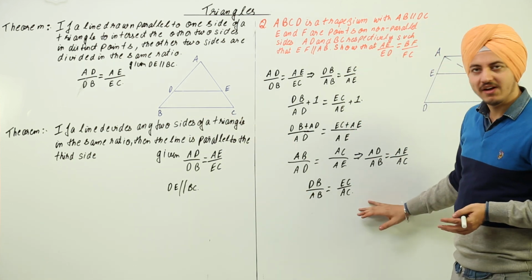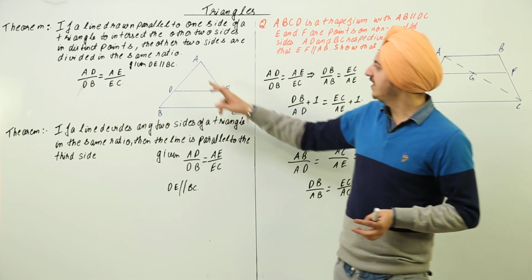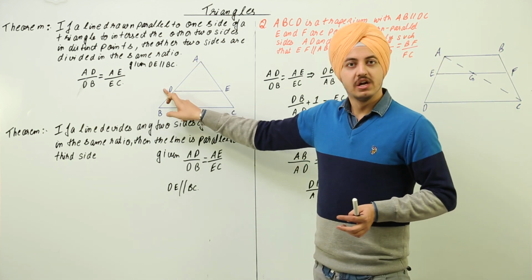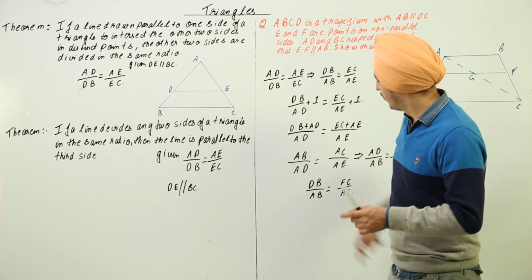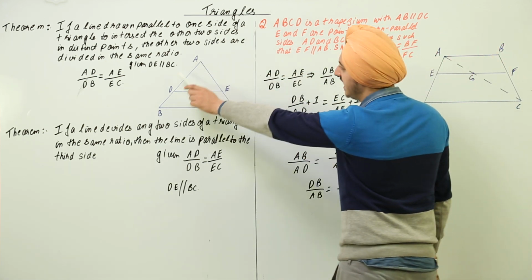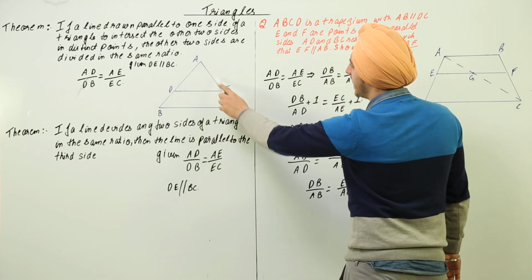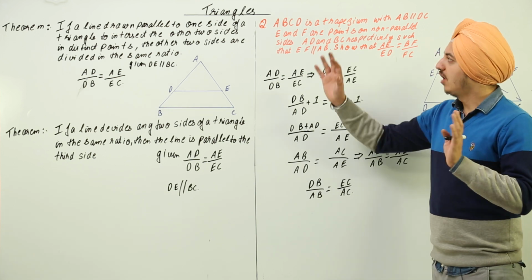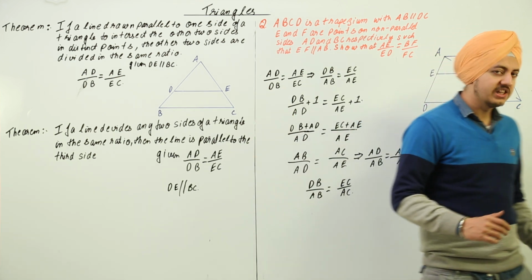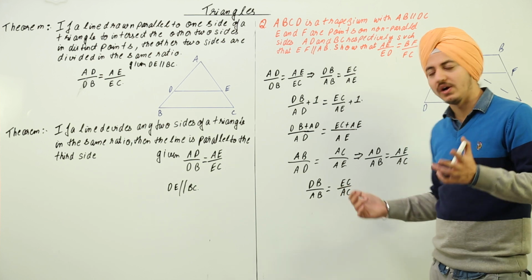Okay, so this is what I've already told you. We have AD upon DB is equal to AE upon EC, and what we have over here is AD upon AB is equal to AE upon AC. This ratio also stands correct. Now we've done the theorems. Now using these theorems we will do a few questions.